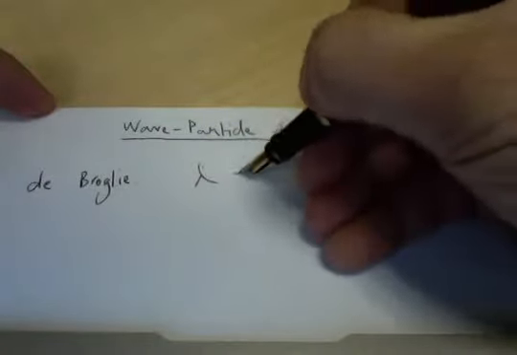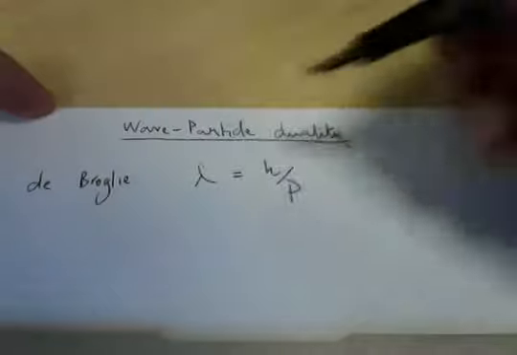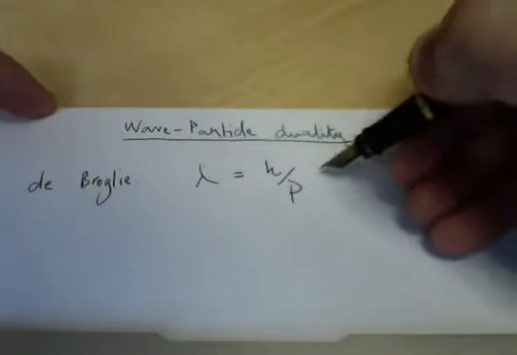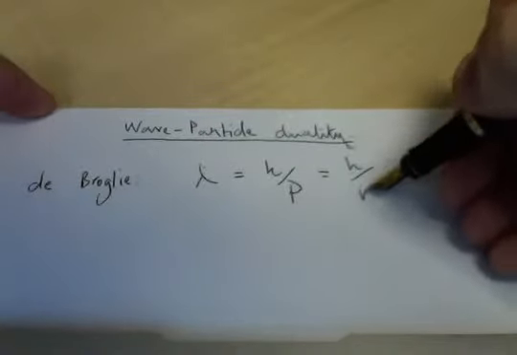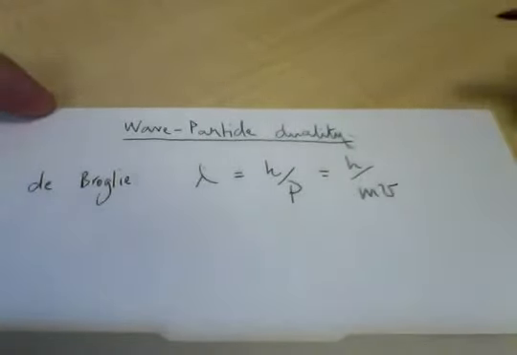And Bohr said this is extended to all types of particles, in actual fact, and the way that you work out their associated wavelength is Planck's constant divided by the momentum. And from your work in GCSE, I'm sure you can remember that the momentum is the mass times the velocity.